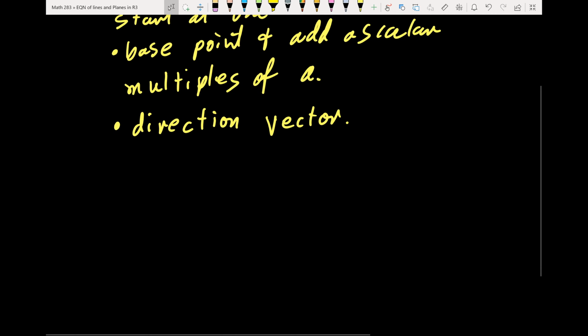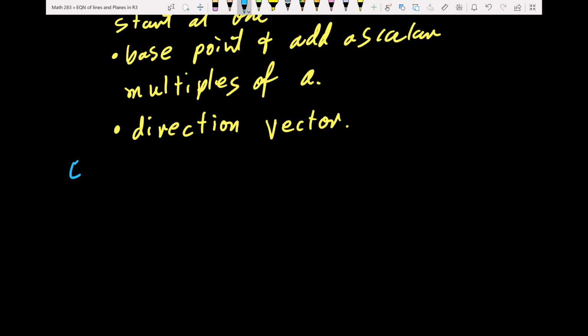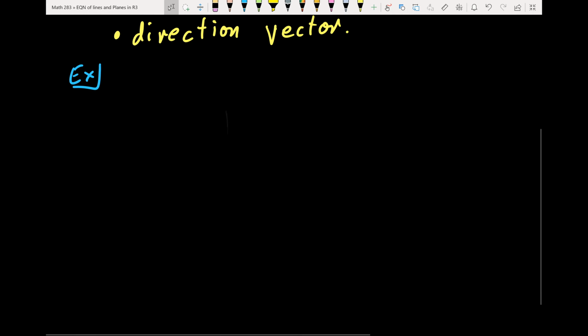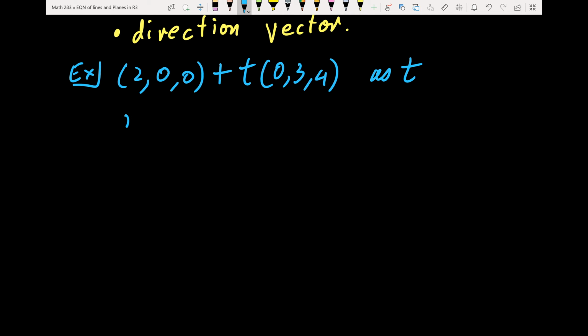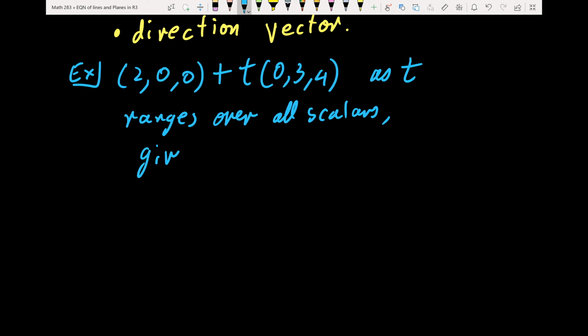So let's look at it. Is blue okay? Good? You have 2, 0, 0 plus t times 0, 3, 4, as t ranges over all scalars. That gives you a line.